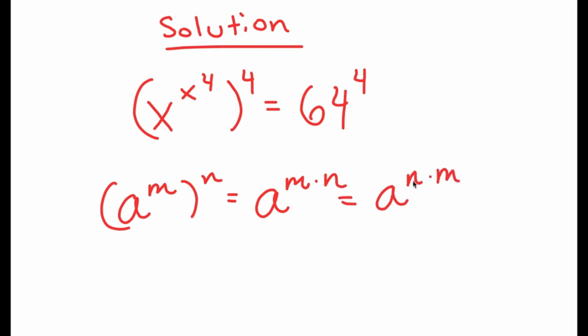Now, if a to the power of m times n is equal to a to the power of m to the power of n, then a to the power of n times m should be equal to a to the power of n to the power of m.